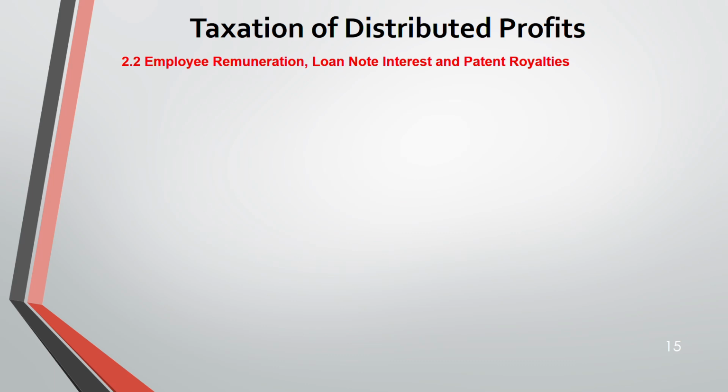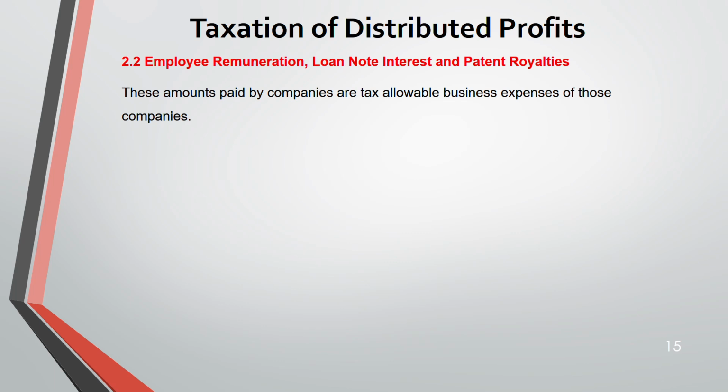Now, employee remuneration, loan note interest, and patent royalty. These are the three other ways your profits could be distributed. So we are finished with the dividend, and now we are moving on to the next type. There are various types of how profits could be distributed. These amounts paid by companies are tax allowable business expenses. That means you can deduct them as an expense. Employee remuneration, loan note interest, and patent royalty, these three things you can deduct as an expense from the company, but not dividend.